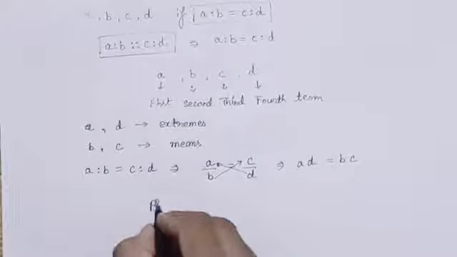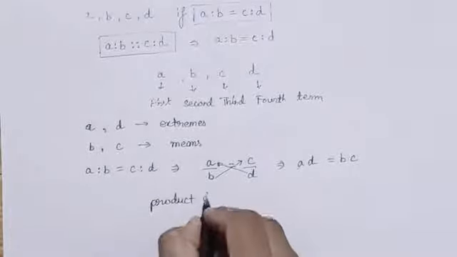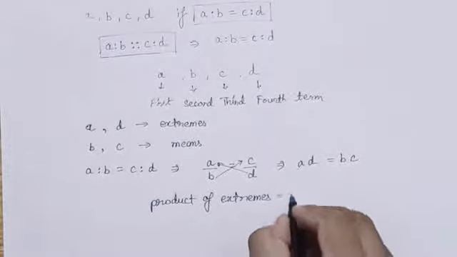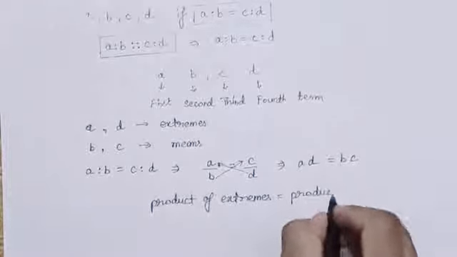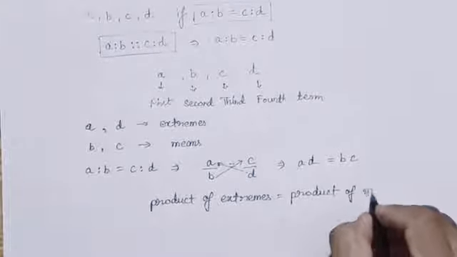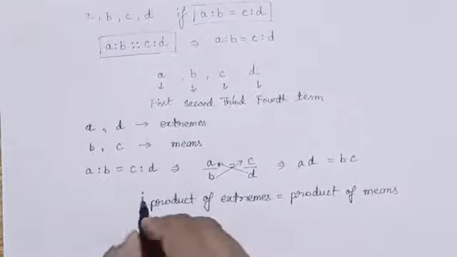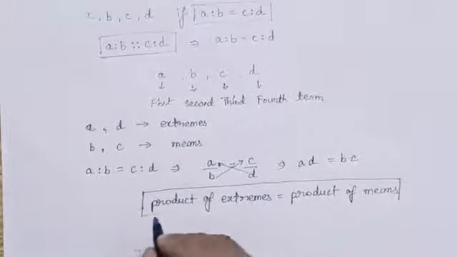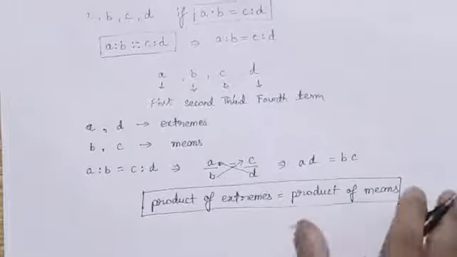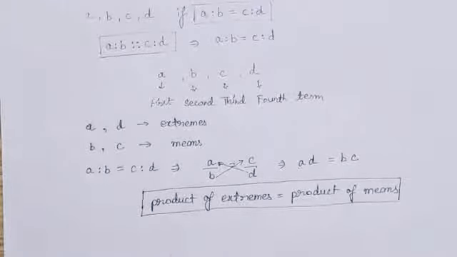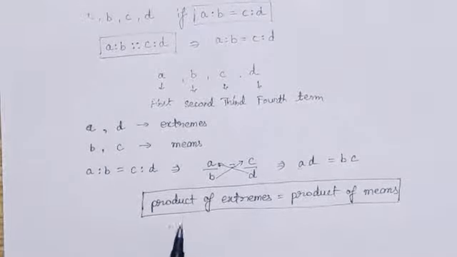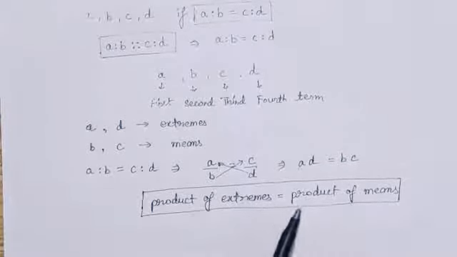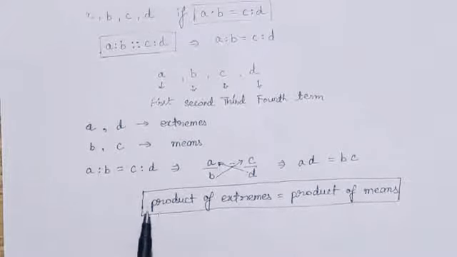So we can write product of extremes is equal to product of means. So this is the condition for the given four numbers to be in proportion. Whenever four numbers are given and we have to check whether they are in proportion or not, we just take the product of extremes and product of means. If both these products are equal, then we can say the given numbers are in proportion.